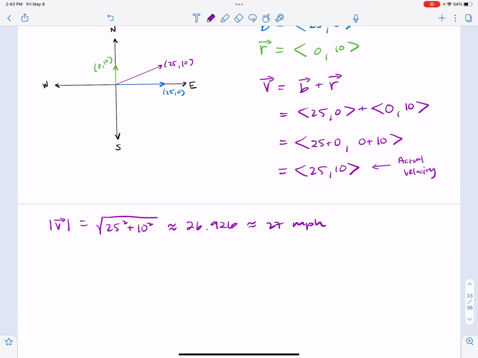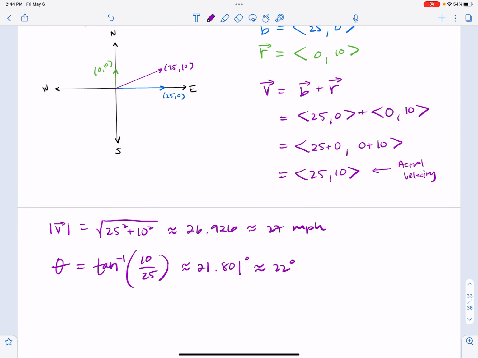For the angle, let's think about theta. We're in quadrant 1, so theta is going to be accurate for the direction angle. So inverse tan of 10 over 25 ends up being approximately, I'm in degree mode because I want the angle in degrees, 21.801 degrees, or I'm going to round that to approximately 22 degrees.